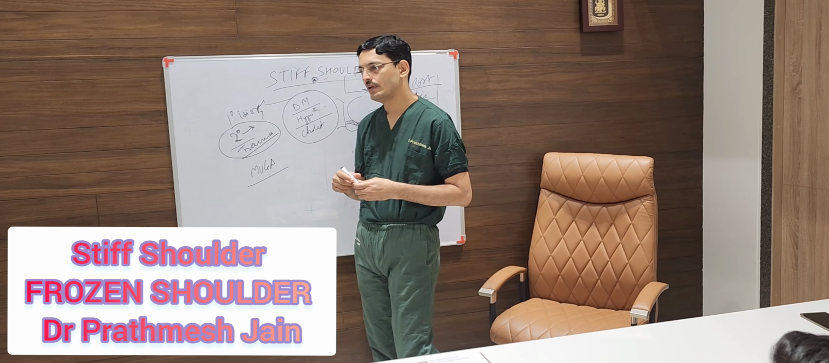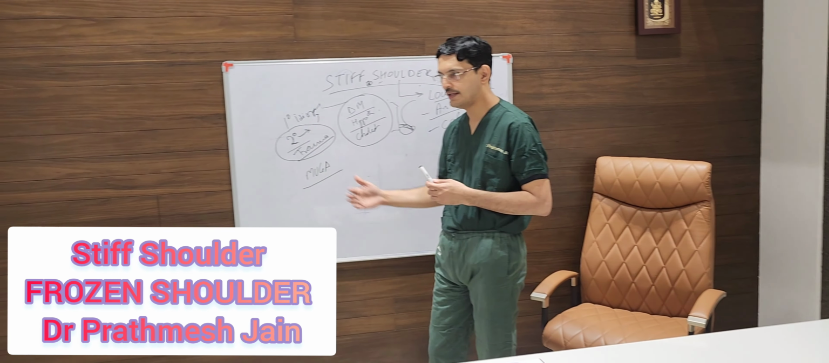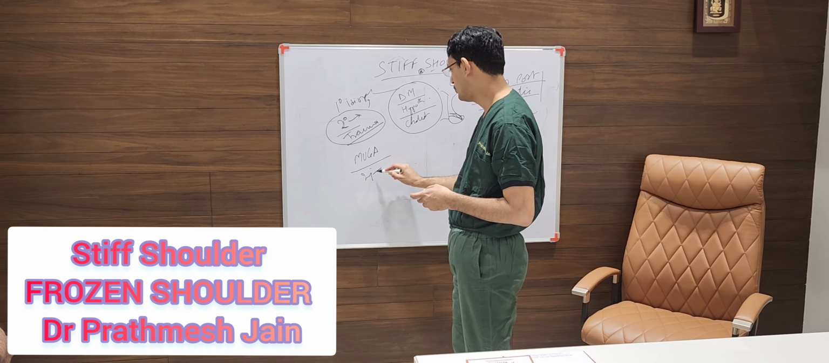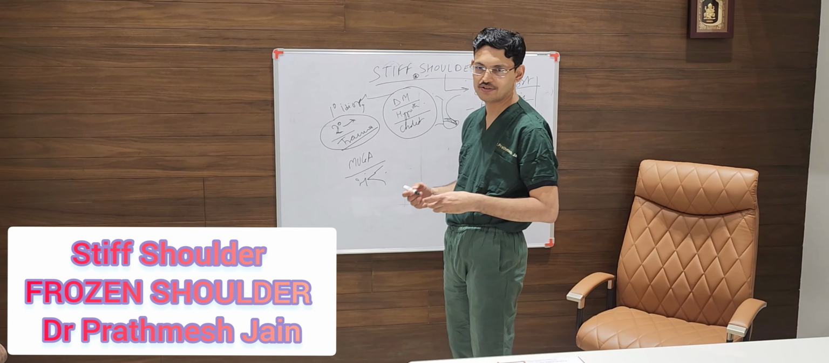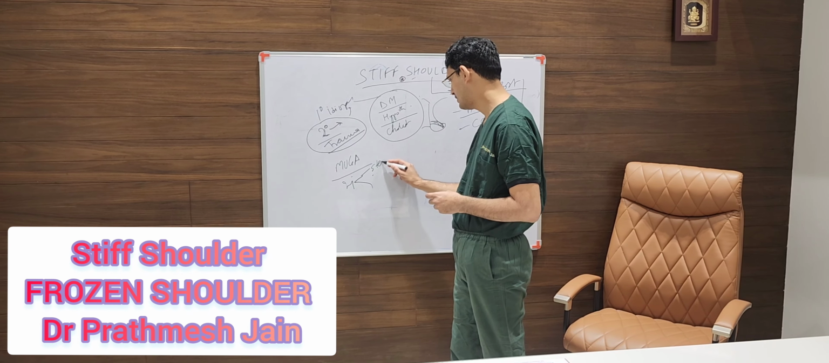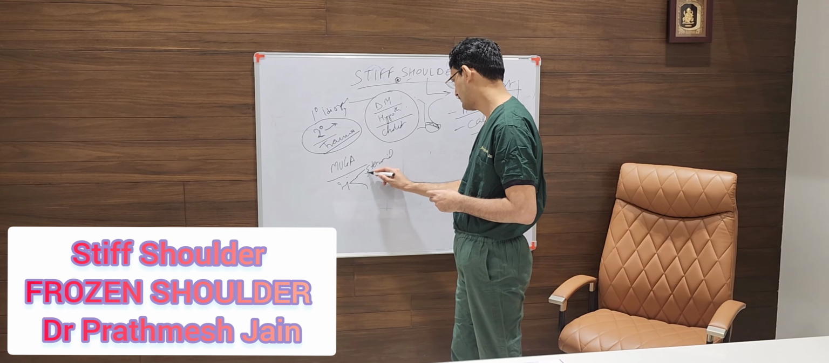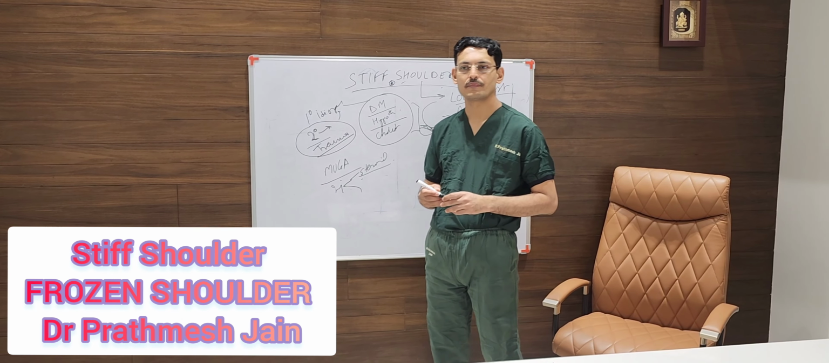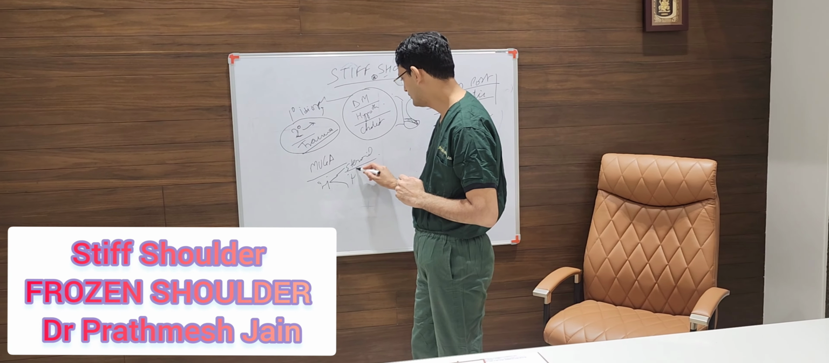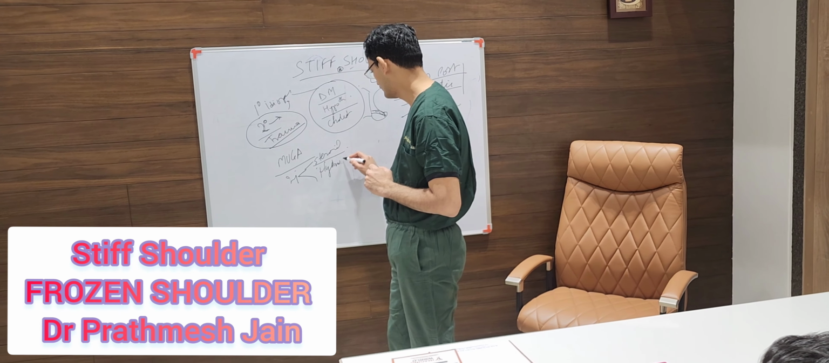Capsular release. Yes, capsular release, but before that, in between them, injections. Intra-articular injections. So what are the two types of injections which are prevalent nowadays? One is steroid. Yes. And then there is a therapy which is called hydrodilatation. What is hydrodilatation? We inject normal saline into the joint.